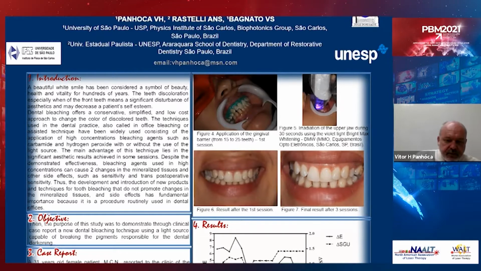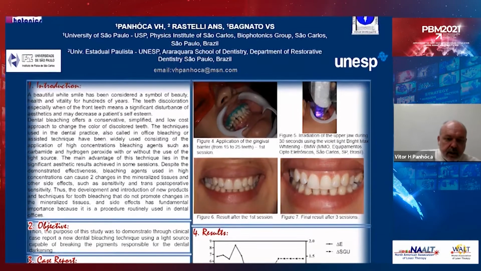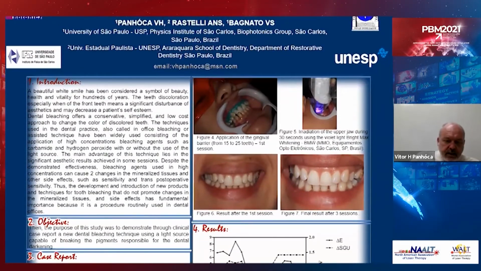Despite the demonstrated effectiveness, bleaching agents used in high concentrations can cause changes in the mineralized tissues and other side effects, such as sensitivity and postoperative sensitivity. Thus, the development and introduction of new products and techniques for tooth bleaching that do not promote changes in the mineralized tissues and side effects has fundamental importance because it is a procedure routinely used in the dental office.